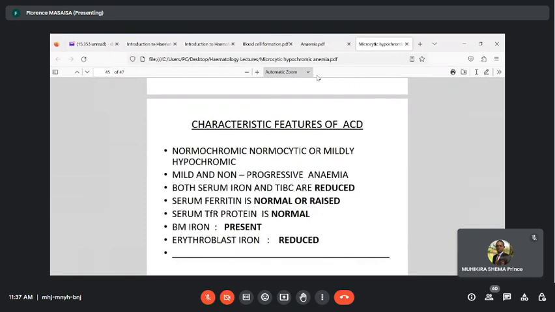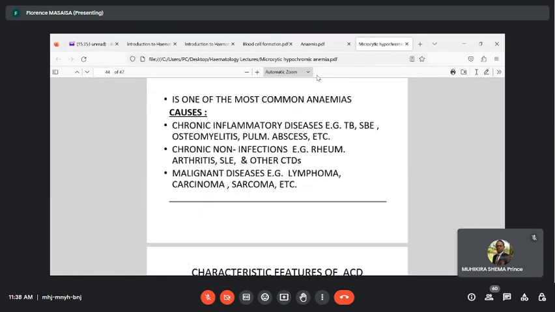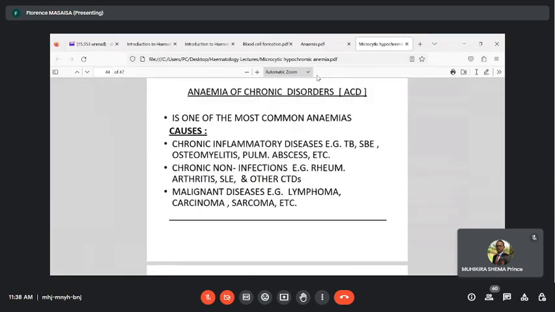Normally, these inflammatory processes are associated with increased cytokine production. So when there is cytokine production, they have a negative effect on the production of erythropoietin. So by decreasing erythropoietin, there will be decreased erythropoiesis, causing anemia. That is one of the mechanisms.